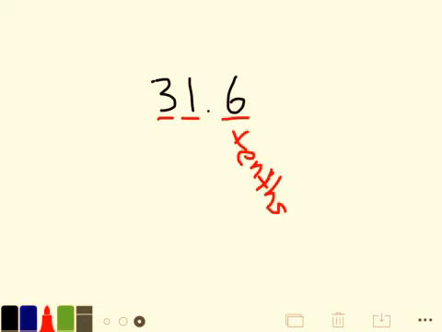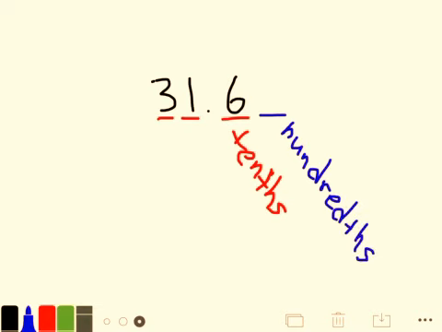Well, today we're going to look at the place after the tenths place, which would be over here, and that is called the hundredths place. H-U-N-D-R-E-D-T-H-S, hundredths. And it's just like the tenths place, it's fairly easy to read if we throw a digit in there. Let's put in a 4. You would read this number as 31, if you remember, the decimal point here is "and," 31 and 64 hundredths.